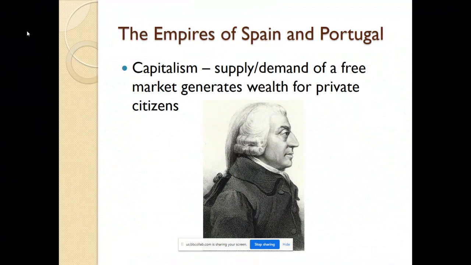A new concept, and we'll talk about this later, but your book mentions it in this chapter, so I wanted to bring it up, is another competing theory of economics known as capitalism. Capitalism is the idea of this guy. He's a Scottish economist. Anybody know his name? Adam Smith. Adam Smith writes a book entitled The Wealth of Nations. Now, this is going to be a little bit later on. This isn't until the 1700s. But Adam Smith has a new idea.